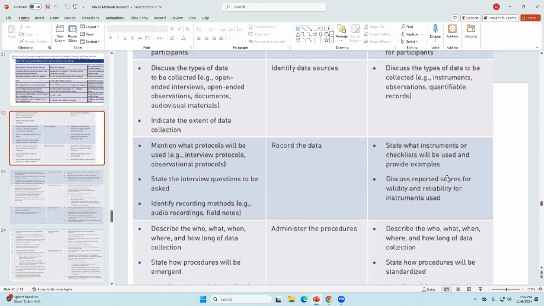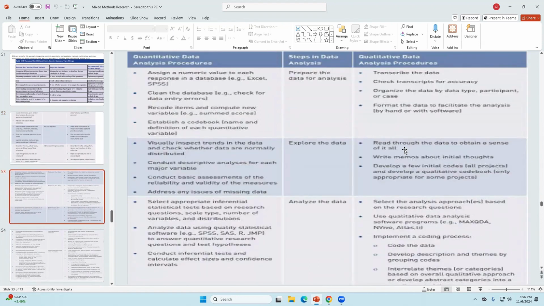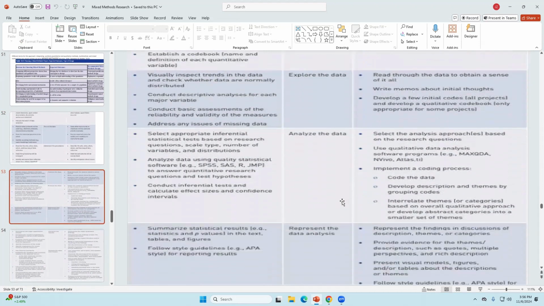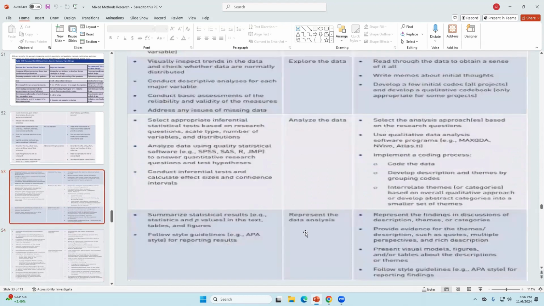Or you have to identify the survey instrument. You have to identify your interview questionnaire. Here, interview questions are needed. Here, what is needed? Survey questions are needed. Now, here, what is necessary? Describe who, what, when, where, how long, how you do qualitative, how you do quantitative, how you prepare for data analysis, how you explore the data, how you analyze the data. These are the ways. They are different for both qual and quant. And you need to represent the data analysis, summarize how you represent the data analysis.